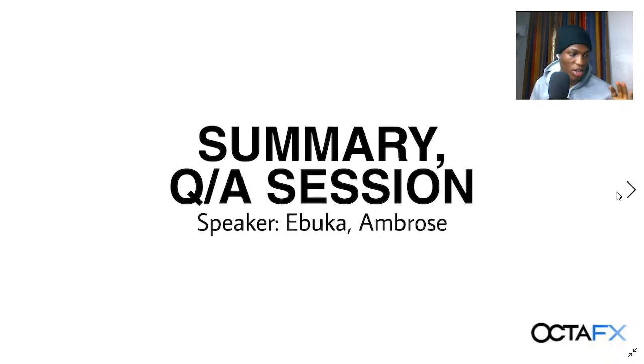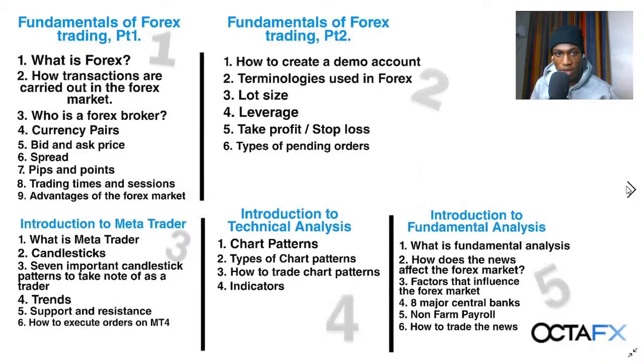So I'm just going to do a summary of the last 5 topics that we've treated. The first one was fundamentals of Forex trading, which was part 1. We defined Forex, and we also talked about how transactions are carried out in the Forex market. We talked about a Forex broker. We looked at currency pairs, bid and ask price, spread, pips and points, trading times and sessions, and we talked about the advantages of the Forex market.